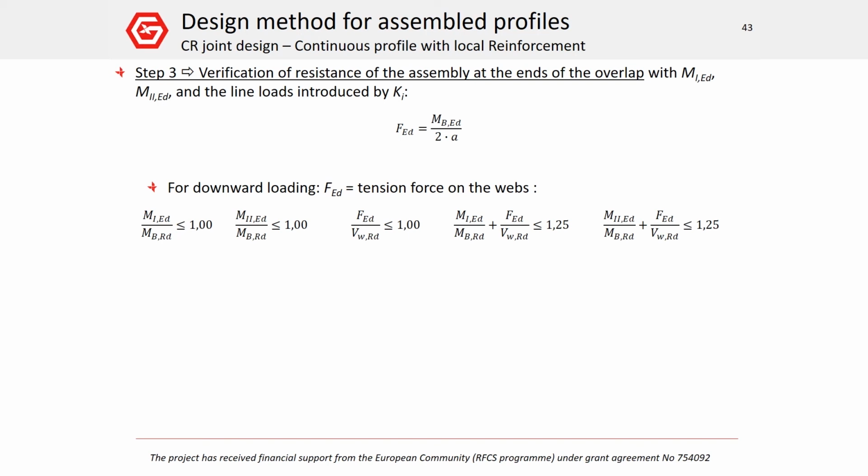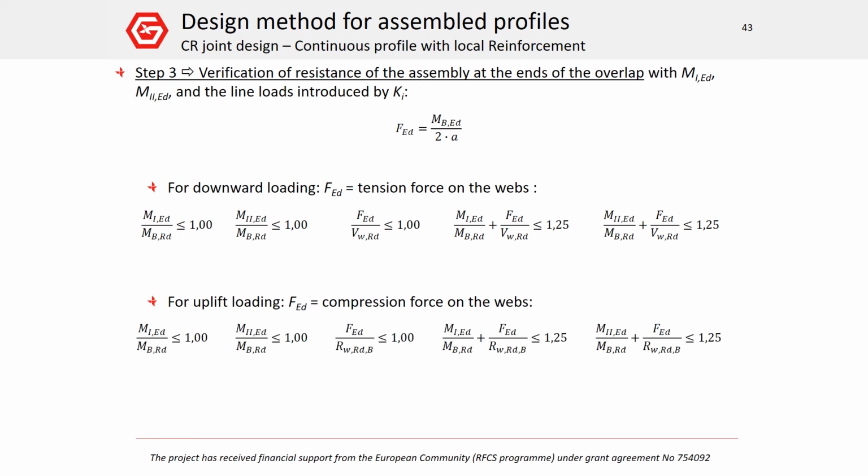For uplift loading, the applied load acts like a compression force on the webs, and the verification is subdivided in following 5 points. Checking the bending resistance at the two ends of overlap, checking the reaction resistance, checking the interaction between moment and reaction at the two ends.